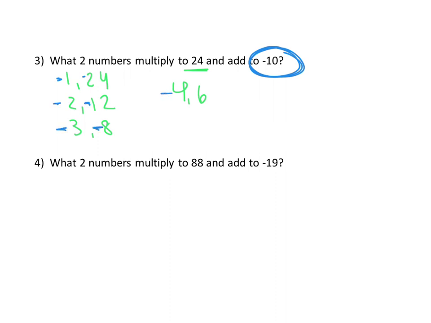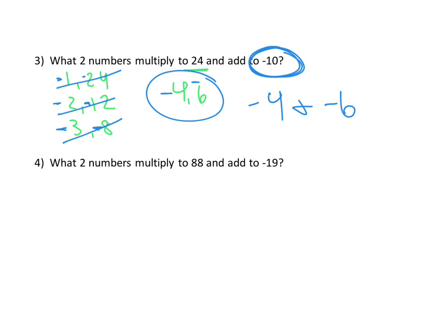So let's go through and see. 1 plus negative 24 is not negative 10. Negative 2 plus negative 12 is not negative 10. Negative 3 plus negative 8 is not negative 10, but negative 4 plus negative 6 is. So negative 4 and negative 6 will multiply together to give us 24 and add together to give us negative 10.